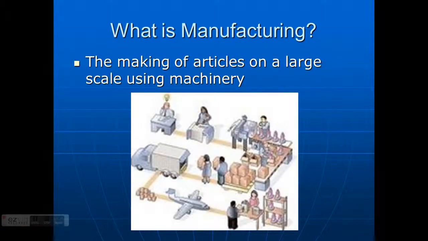He basically came up with an assembly line that allows us to manufacture articles on a large scale using machinery with interchangeable parts, meaning every part's the same, every part will fit on any other type of object that you're producing. It just makes life a lot easier for everybody, and you can manufacture a lot of items very cheaply.